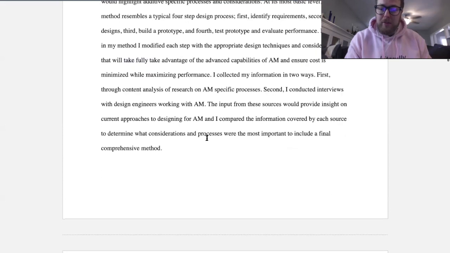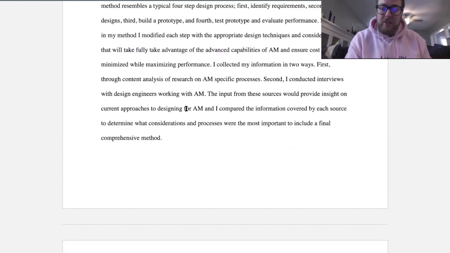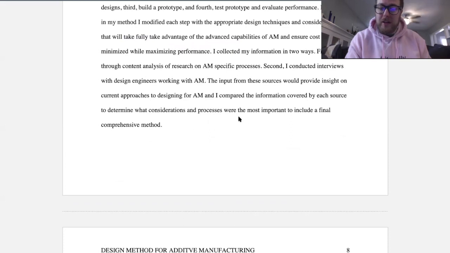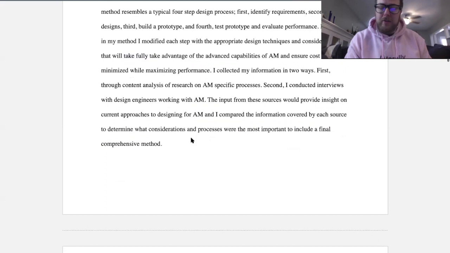The input from these sources would provide insight onto the current approaches to designing for AM, and I compared the information covered by each source to determine what considerations and processes were the most important to include in a final comprehensive method. So it's worth noting that they are especially connecting all of their design choices to purpose.